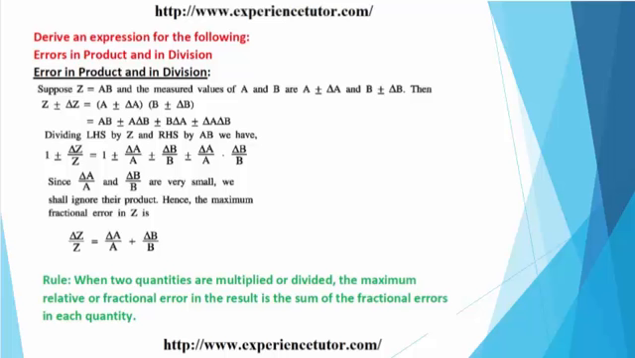Similarly, division rules can be derived. Therefore, the rule is when two quantities are multiplied or divided, the maximum relative or fractional error in the result is the sum of the fractional error in each quantity.